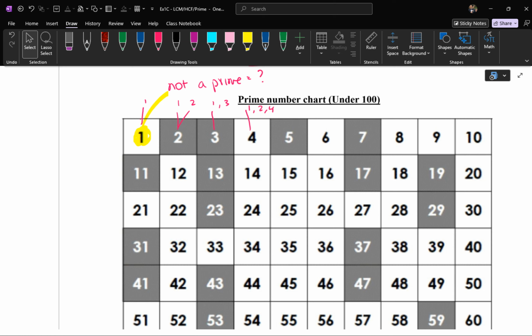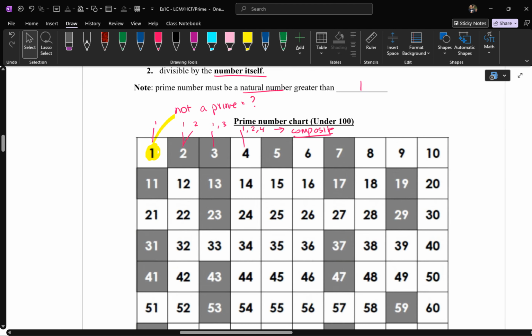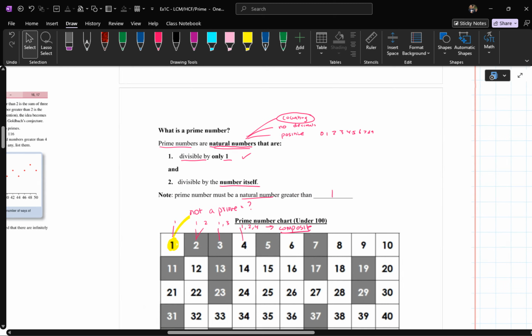Anyone know if it's not a prime number, what is it called? Starts with C. Composites. Very good. These are called composite numbers. So all the ones that aren't shaded, called composite. All the ones that are shaded are called prime. That's it for today's lesson.